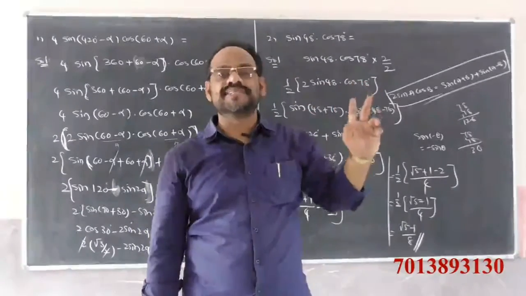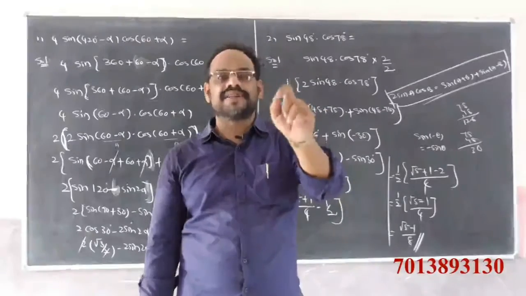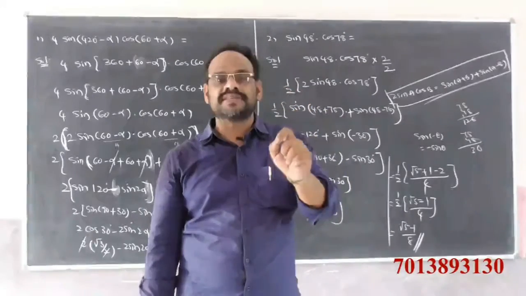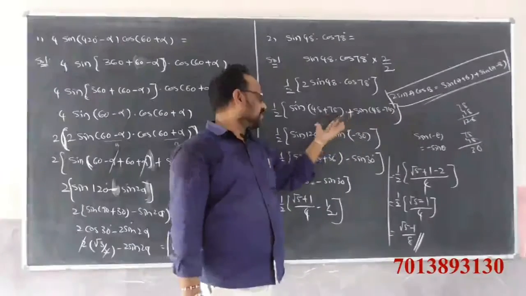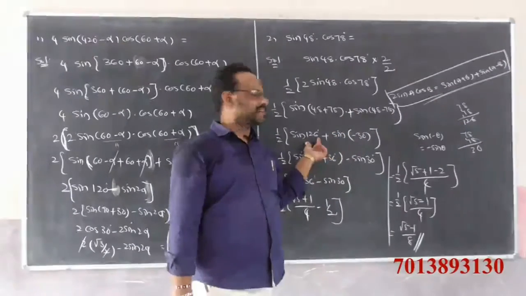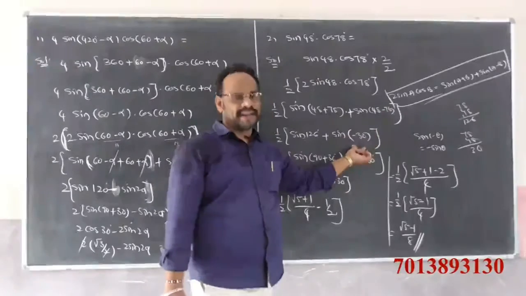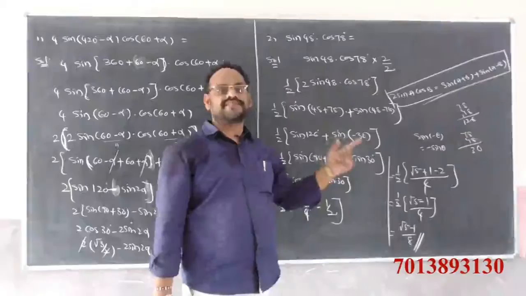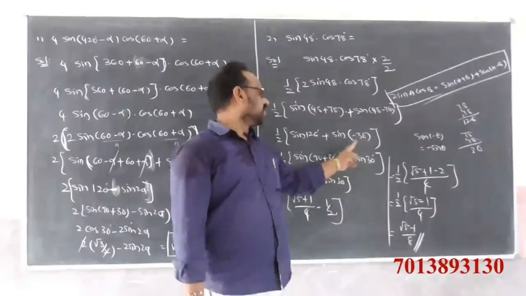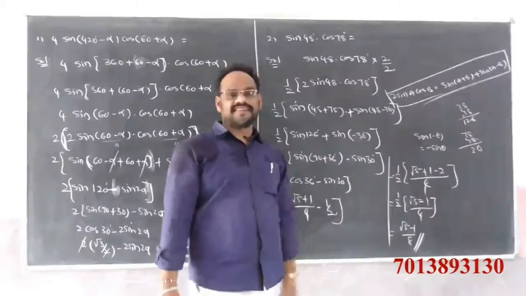2 sin A cos B is nothing but sin sum plus sin difference. Sin sum, 48 plus 78, we get 126. 48 minus 78 we get minus 30. So 126 can be written as 90 plus 36. Sin of minus theta we get minus sin theta.